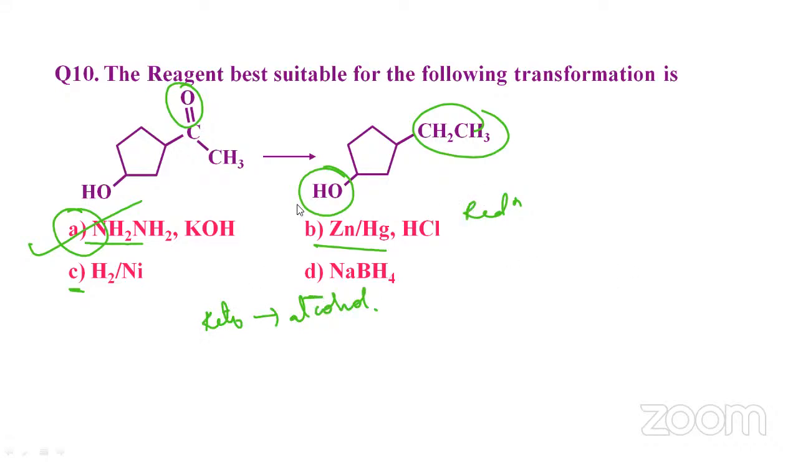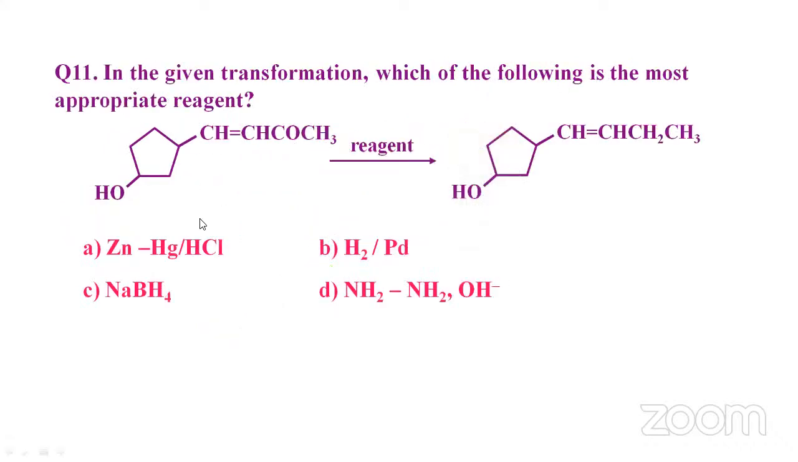Similarly, with respect to the next one, see here it is the same. Here also you can see both the OH groups are intact. So which is the reagent that can be used? It is D. It is hydrazine. Hydrazine can be used. So this is the correct answer.